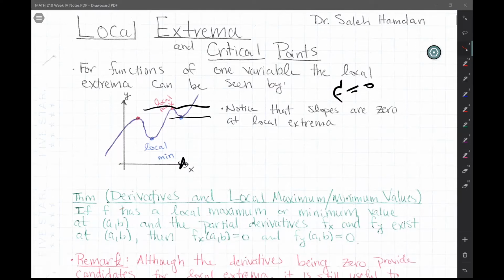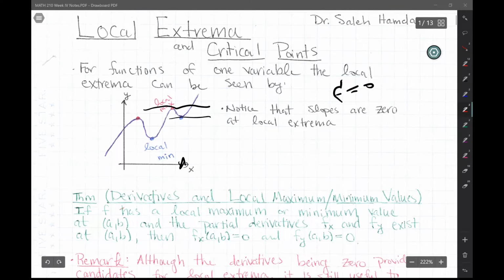The analog to that in a setting of a function of one variable is the fact that the slopes are 0. So at a point where there's a local min or local max, the derivative is 0 there.